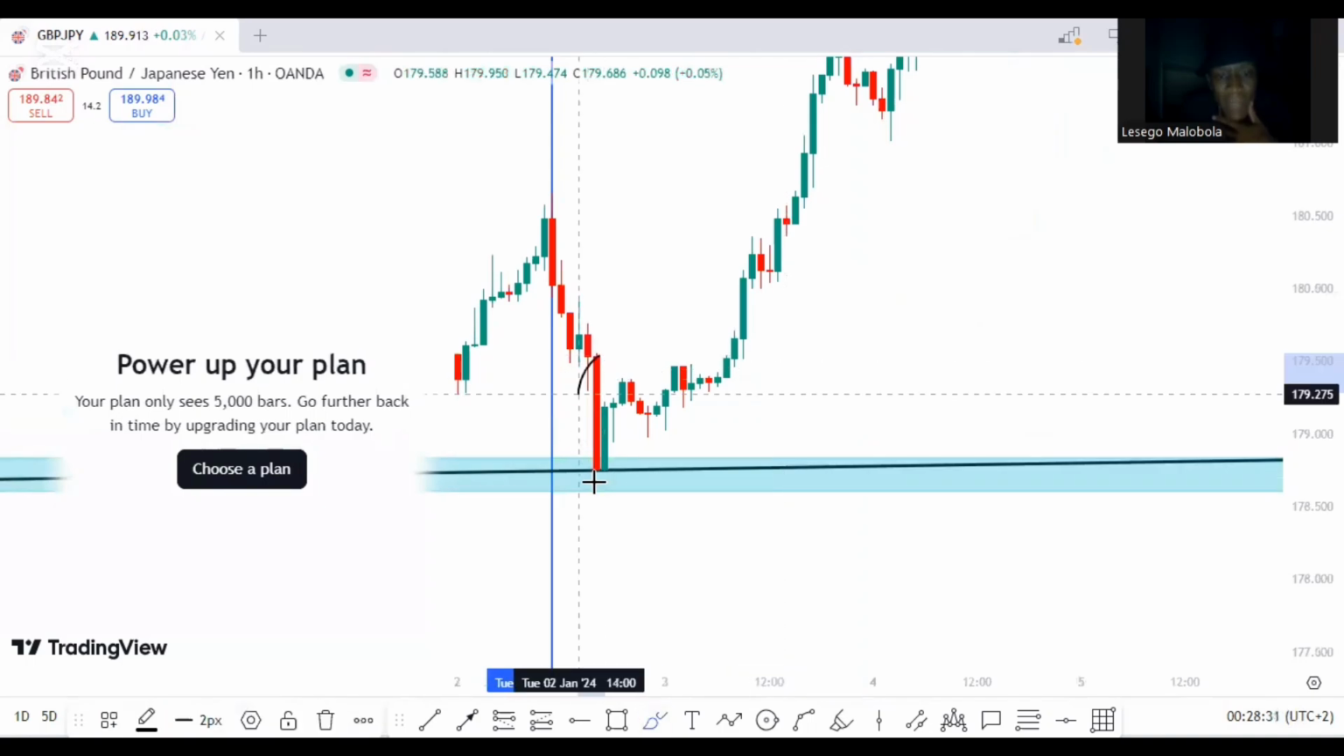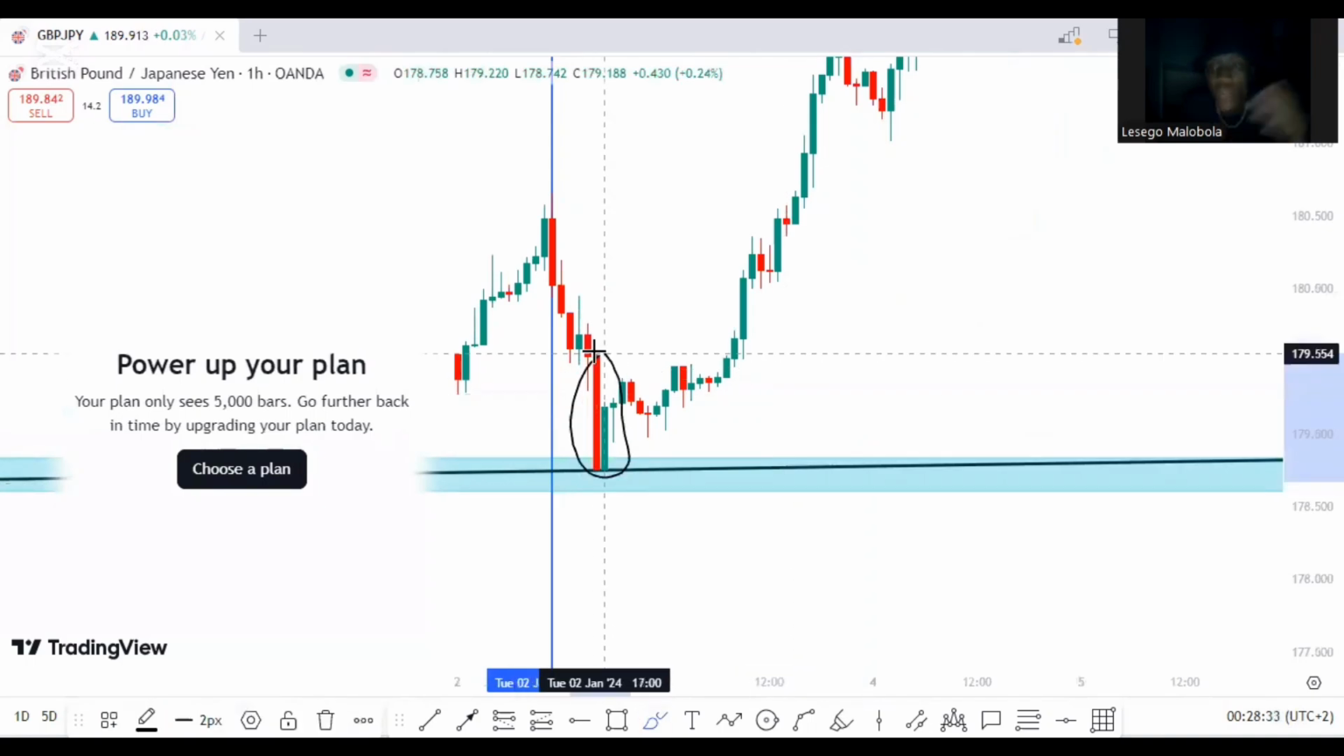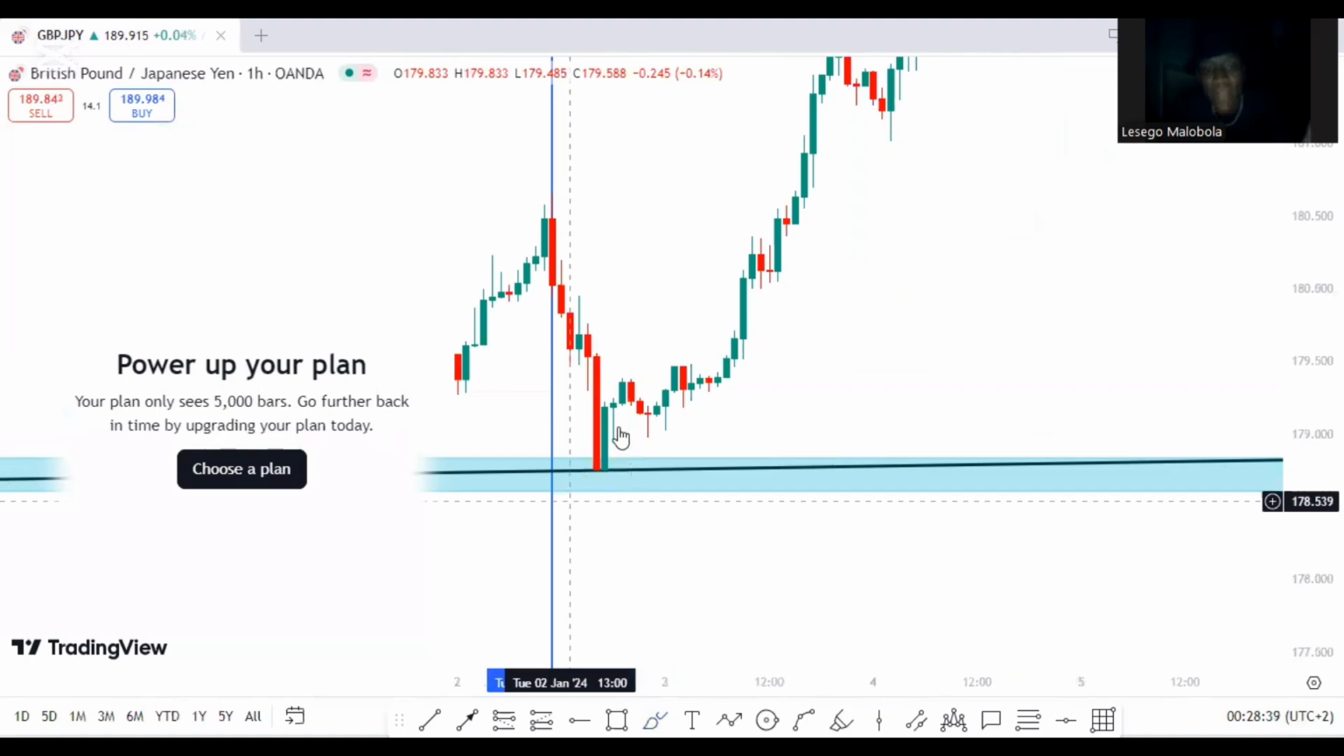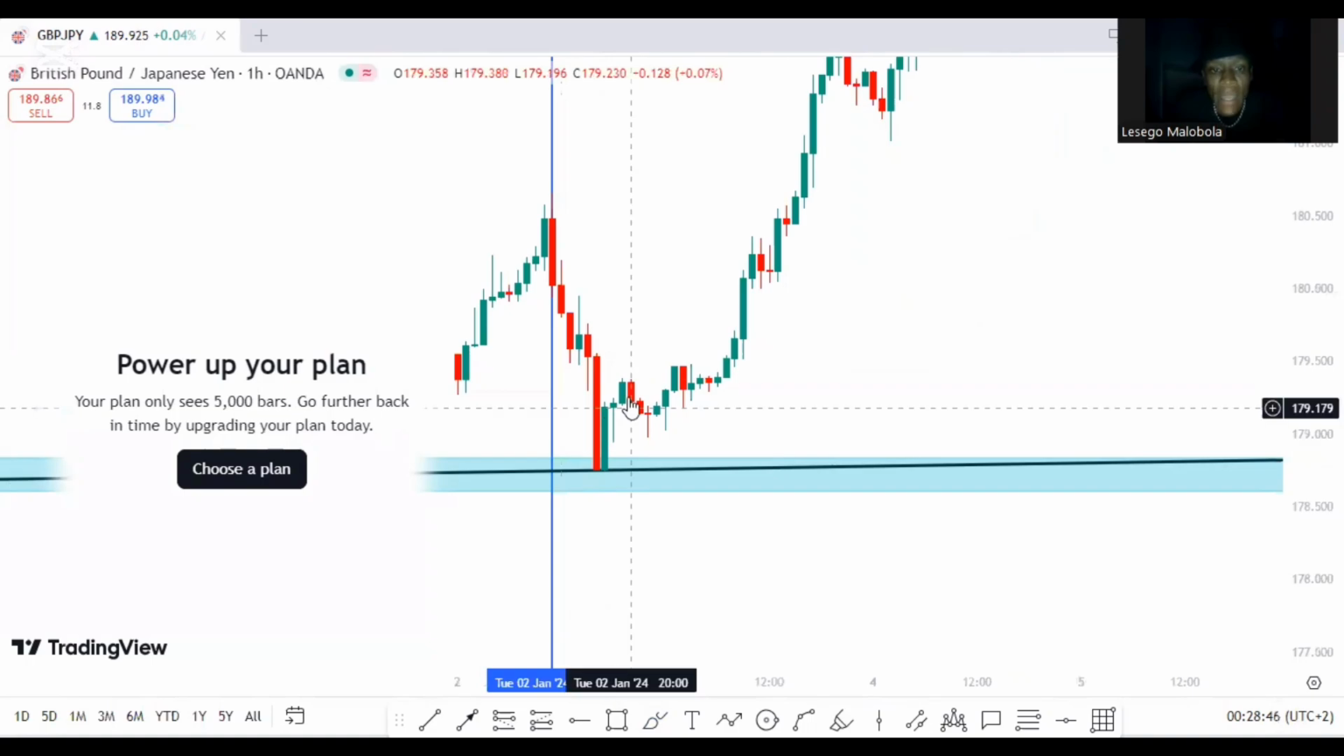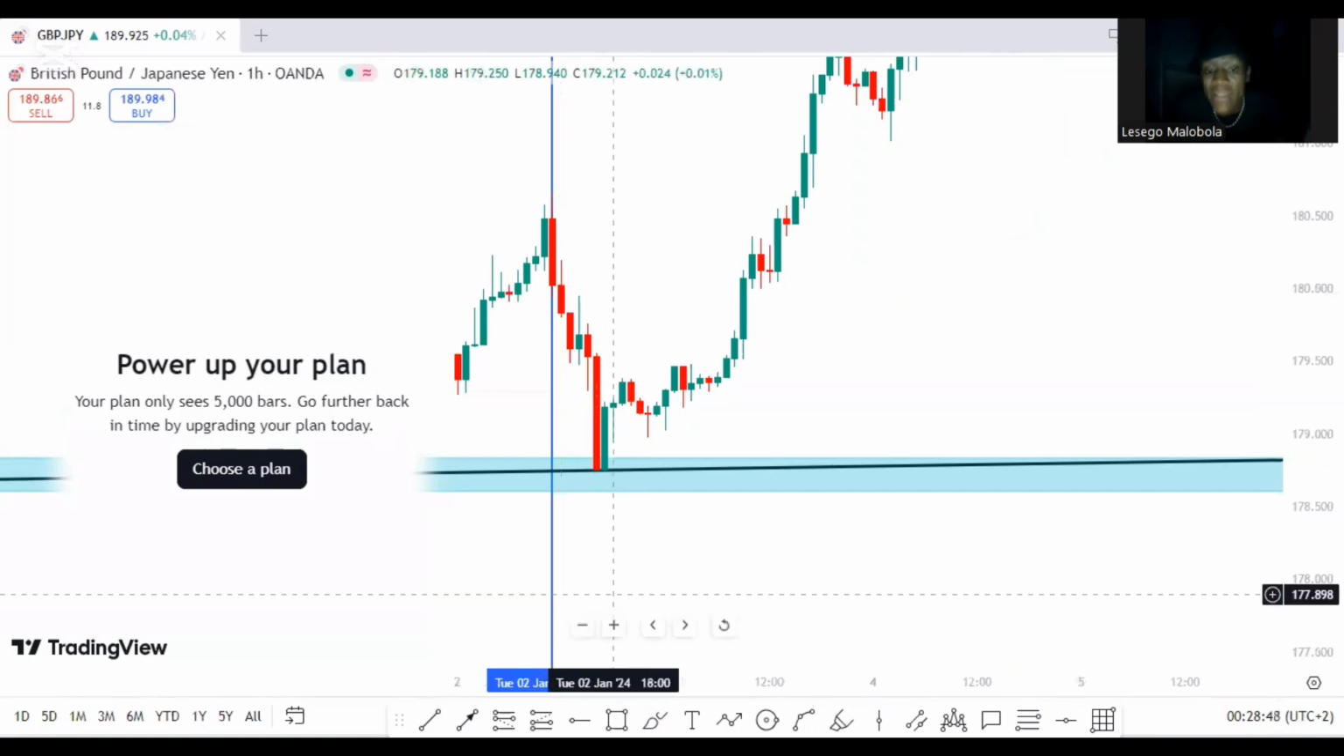We have an inside bar candlestick pattern. What do we know about an inside bar? An inside bar is an indecisive candlestick, meaning that after the inside bar pattern, we have to wait for the next candlestick to confirm. So here you can see we have the next bullish candlestick that confirms our inside bar.